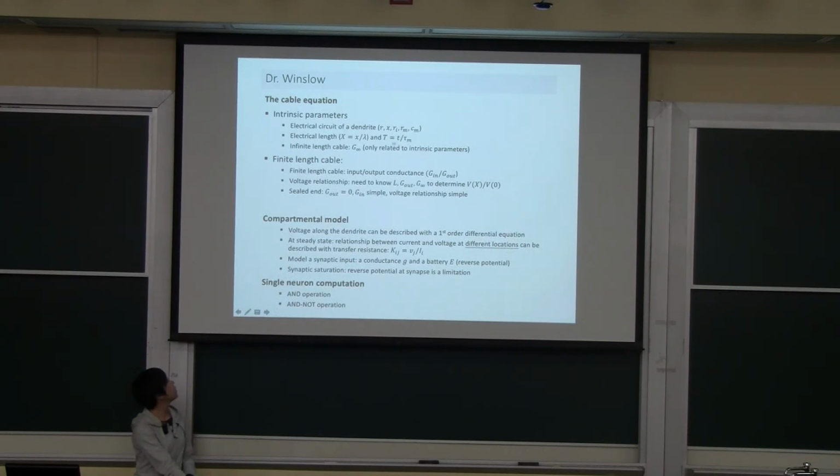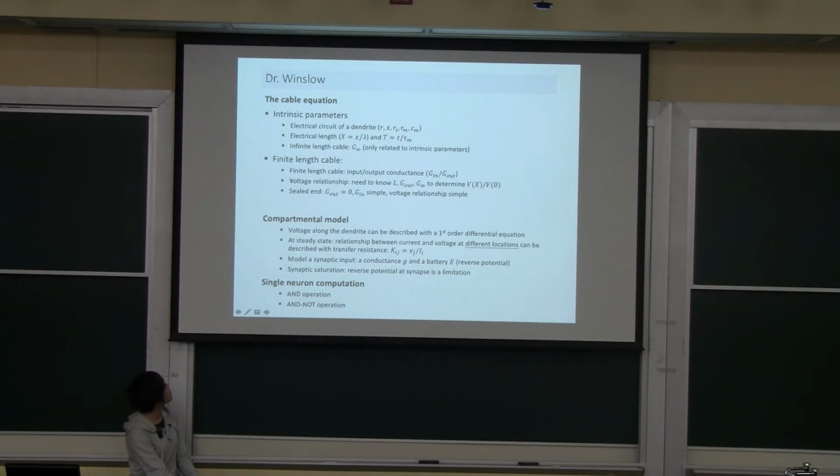Okay, and another intrinsic parameter is called G infinity. If you take an infinitely long cable, then you can calculate the conductance. And this conductance depends only on these intrinsic parameters, like these R's and C's. Okay. And for a finite cable, this is what you have done in the homework and exam 1.